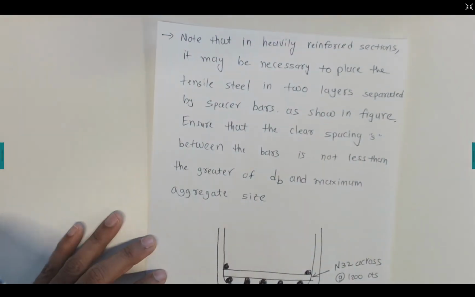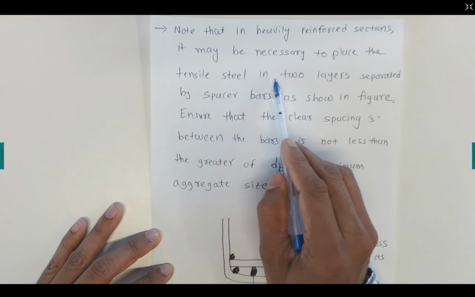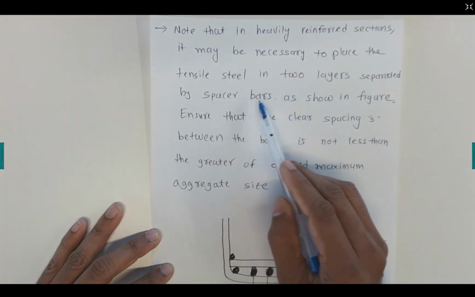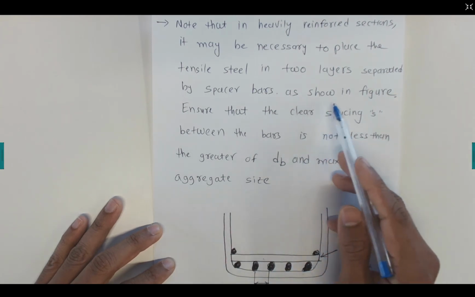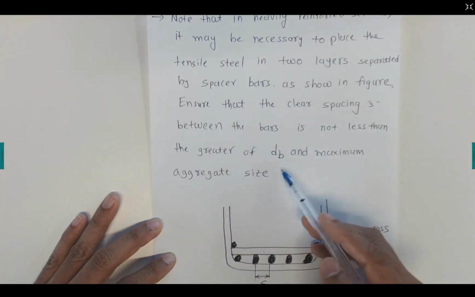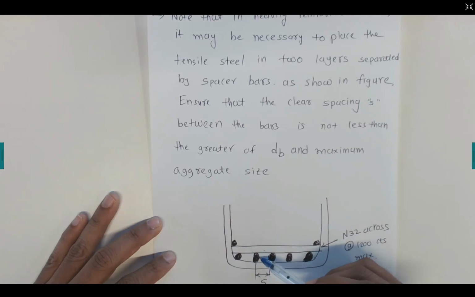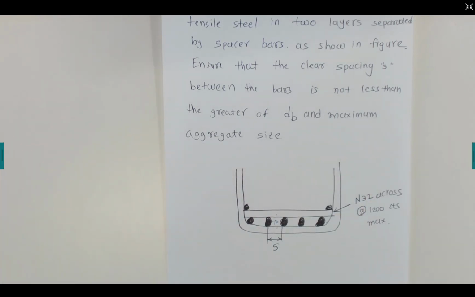The equation is given. Now note that in heavily reinforced sections, it may be necessary to place the tensile steel in two layers separated by a spacer bar. So sometimes we need to put two layers of reinforcement, with a spacer bar here as shown in the figure. Ensure that the clear spacing s, which is this one, is greater than the maximum aggregate size, so that the spacing allows the aggregate to settle. Thank you. And so this is a quick video on the design of singly reinforced rectangular sections.